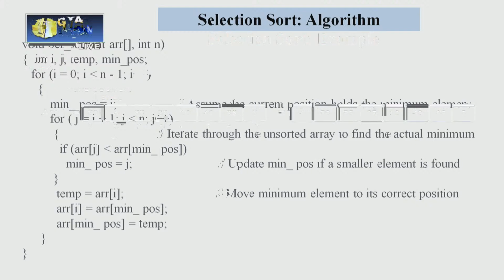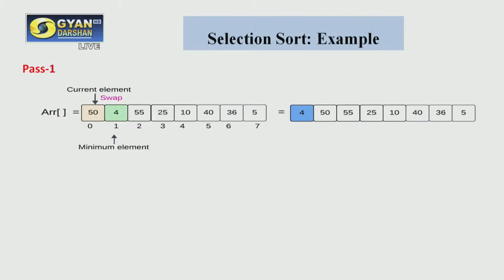Now I want to discuss one example to make it more clear. We have 50 as the first element, then we try to find the smallest element from the remaining elements. So we get to know that 4 is the smallest element. Then we swap this 4 with the 50. So now 4 is placed at the appropriate place.